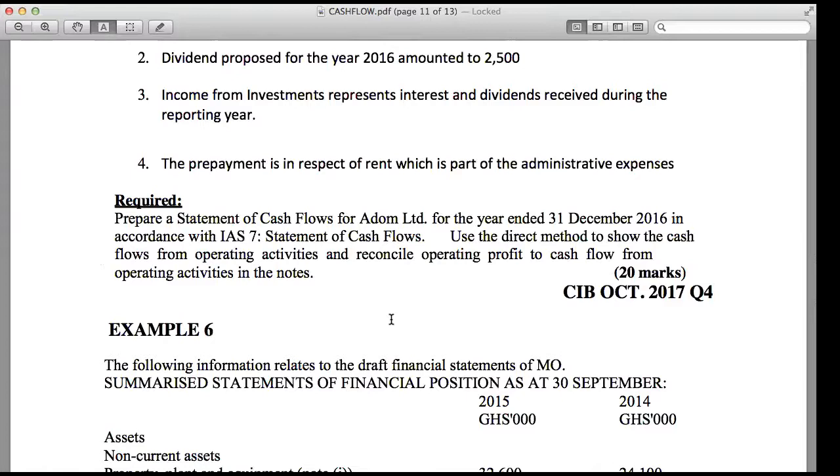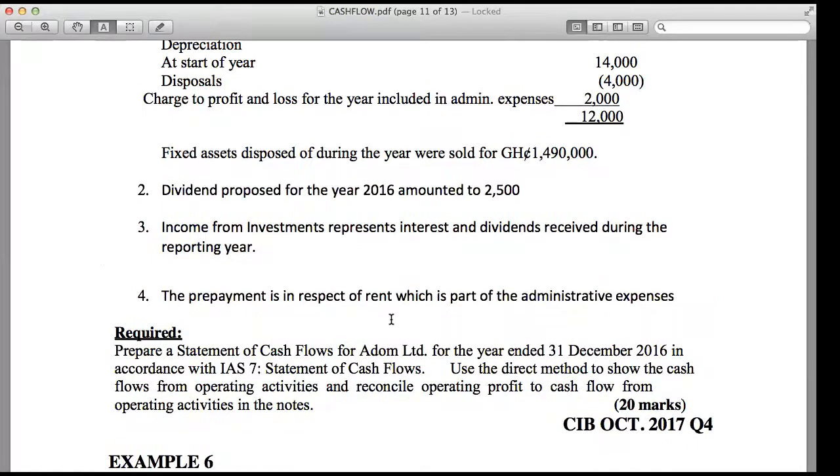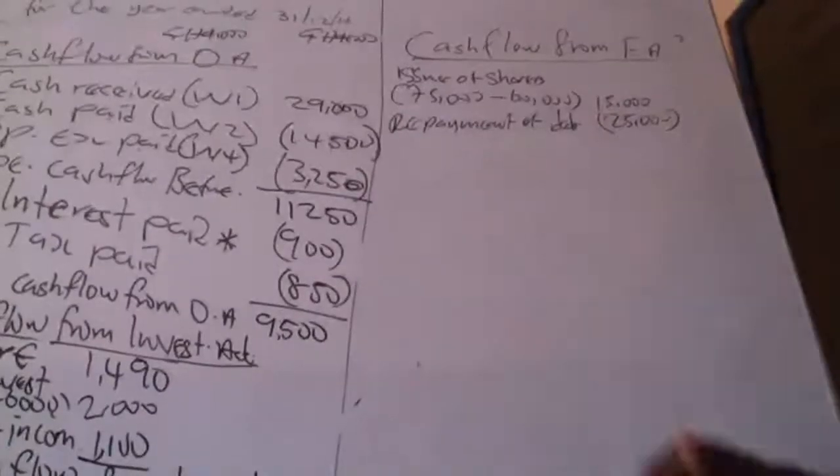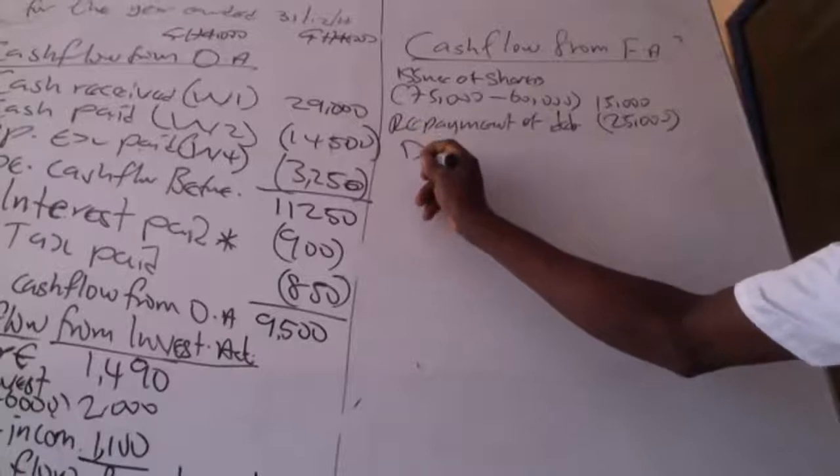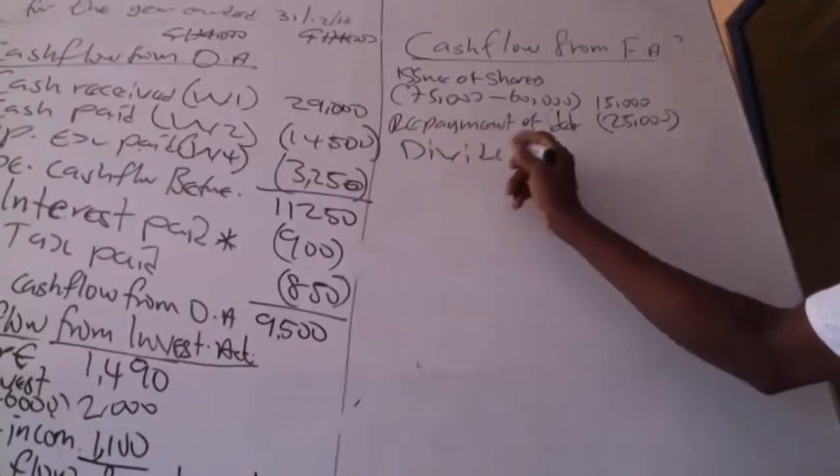Good. So, note 2 says that the dividend proposed for the year 2016 amounted to 2,500. That's the dividend proposed, 2,500. So, as usual, now we are looking for what? Dividend paid.